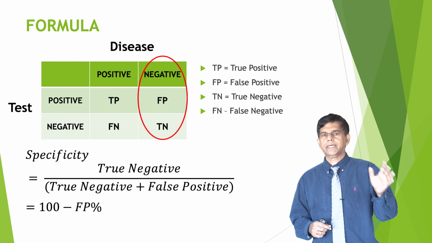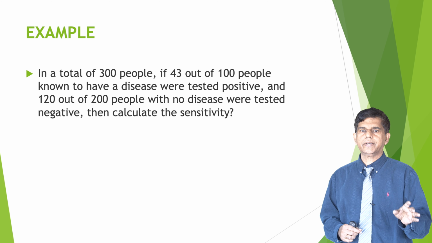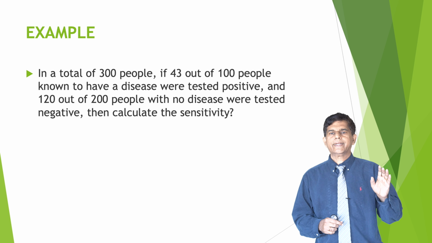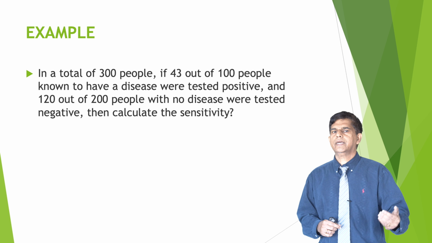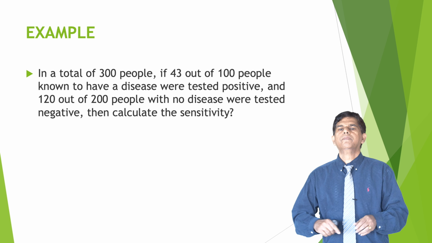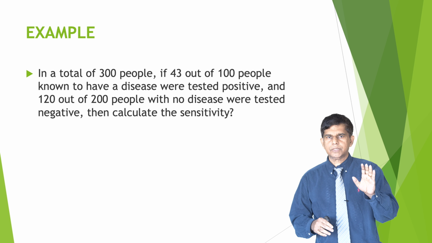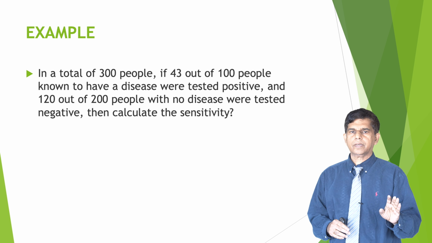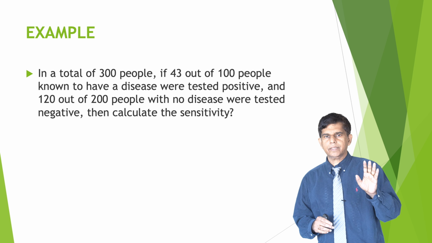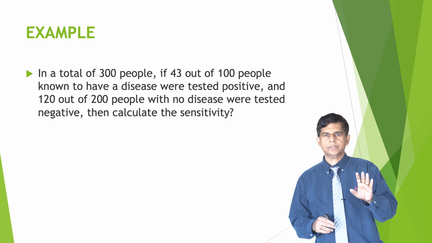In a total, you have 300 people, right? If 43 out of 100 people known to have disease were tested positive, and 120 out of 200 people with no disease were tested negative, then calculate the sensitivity. Please stop the presentation, and if you could make the 2x2 table and do the calculation. I'm going to give you a few seconds.